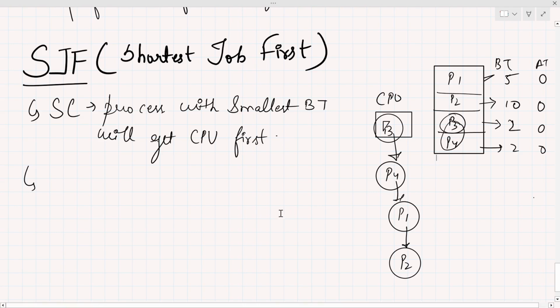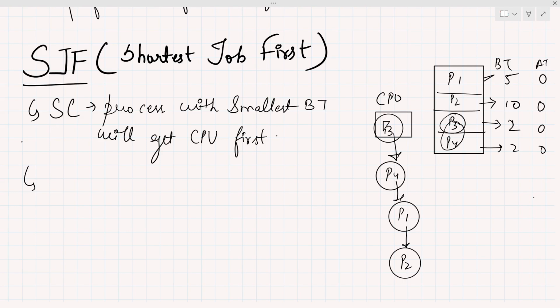This same situation occurs in FCFS as well, when there is a tie between arrival times: the process with the minimum ID will get the CPU. The same thing happens in SJF. So when there is a tie, we select the process whose process ID is minimum, the same thing we do in FCFS.